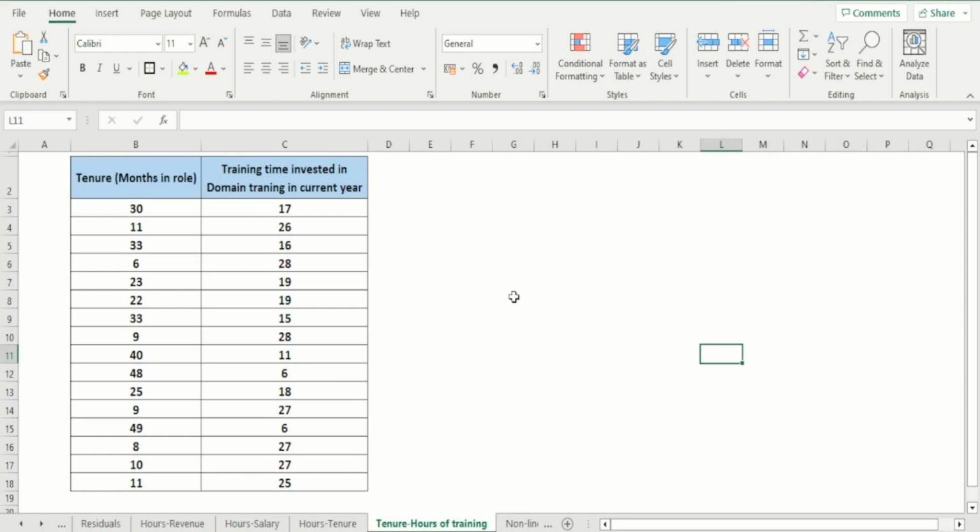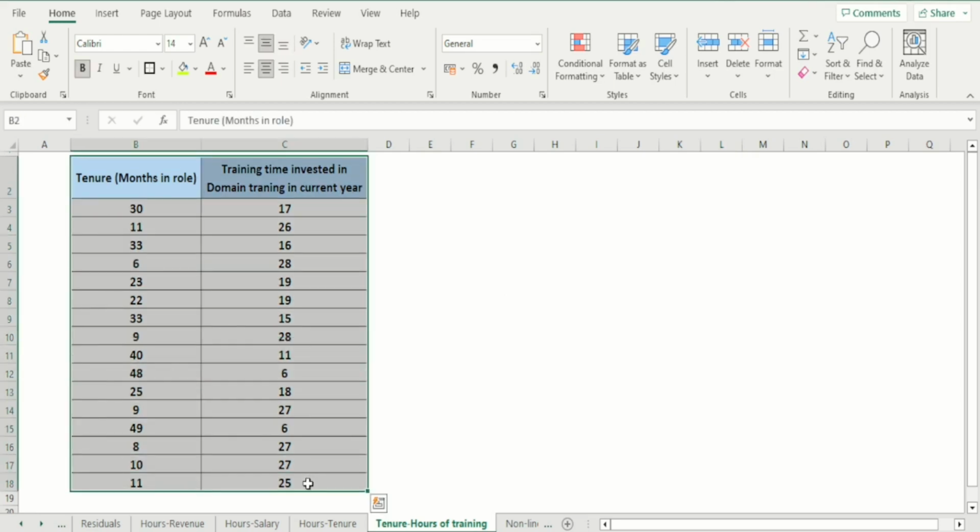Here we have two different data sets. We are looking at the tenure, months in a certain role of an employee or an associate, along with the training time invested in domain training. In other words, how many hours has an associate invested in learning about their business, their industry, their sector, which is called domain training, in the current year. So let's see if there's a relationship here.